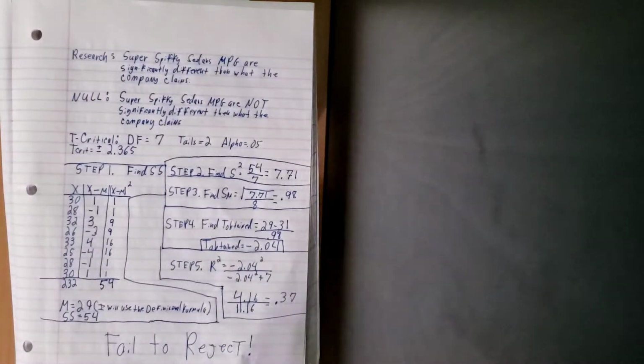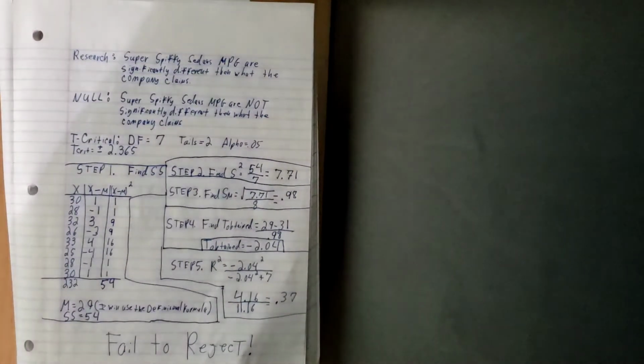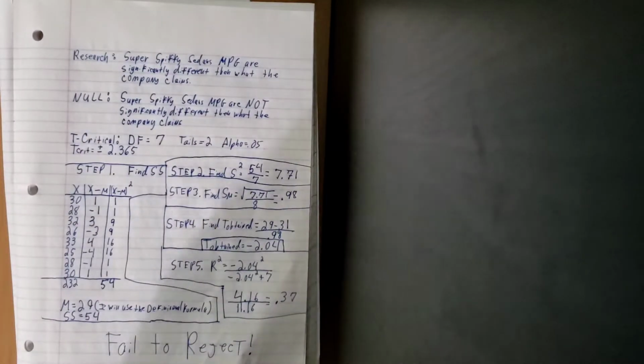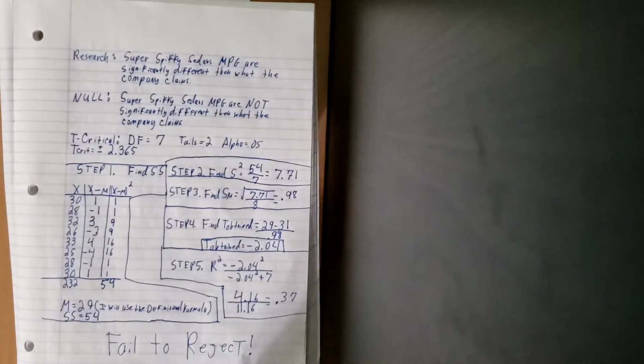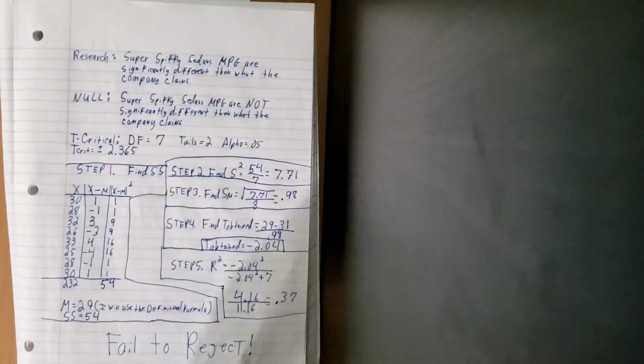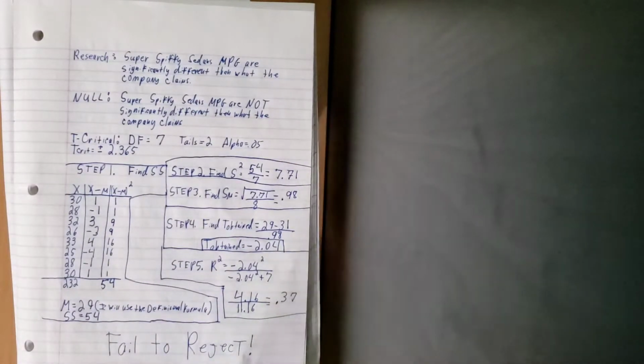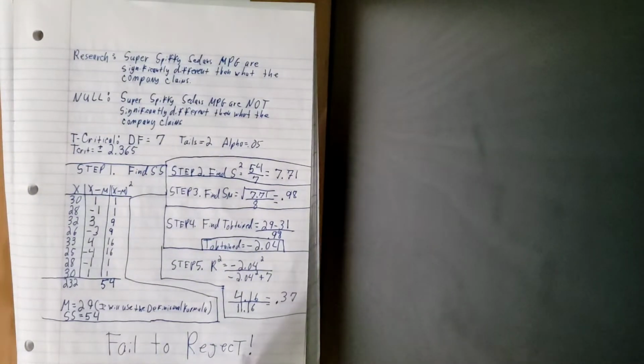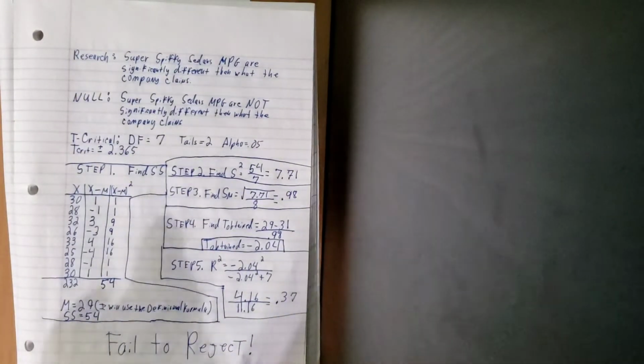All right, class, we'll be going over practice test 2, question 1. So the question asks, a car company claims that their super spiffy sedan averages 31 miles per gallon. You randomly select 8 super spiffies from local car dealerships and test their gas mileage under similar conditions. You get the following MPG scores: 30, 28, 32, 26, 33, 25, 28, 30. Is the actual gas mileage for these cars significantly different from 31?